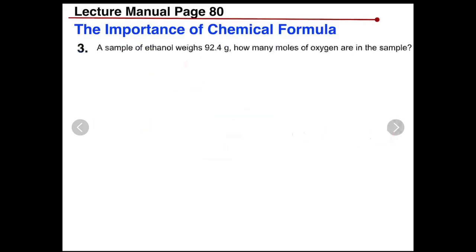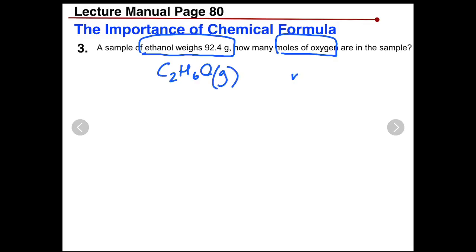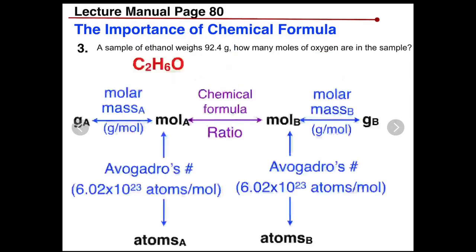Now let's take a look at number 3. Now it gets a little bit more complicated. It's adding more layers to it. So it's giving us grams of ethanol, C2H6O, and asking us how many mole of oxygen. So what can we do? Well, we're going to do the same thing, right? I'm going to use this roadmap that we used earlier.